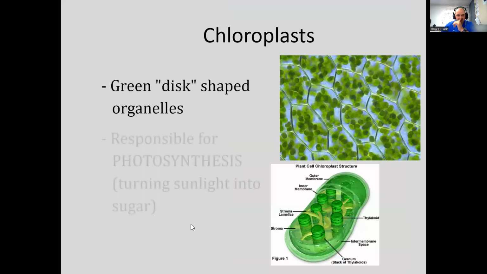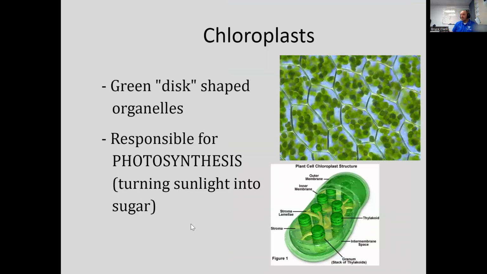The first one would be chloroplasts. It'd be great if we had chloroplasts. We wouldn't have to eat as much, because we could absorb sunlight and create our own energy through that. That's exactly what plants use them for. We've got pictures of them on the right, those little green disc-shaped organelles. They're the part of the plant responsible for turning sunlight into sugar.